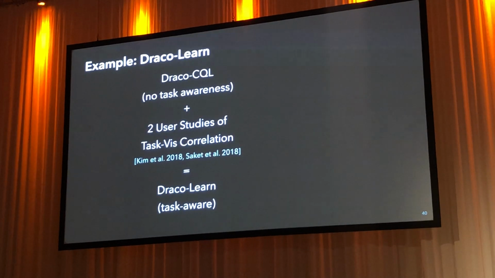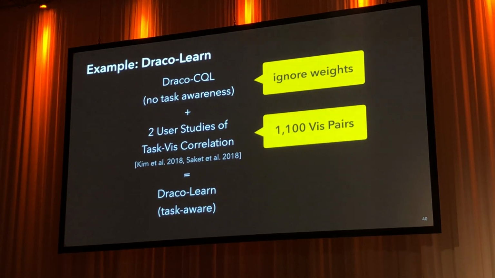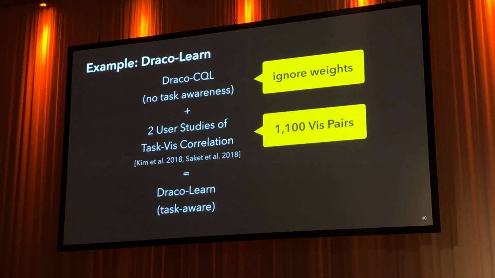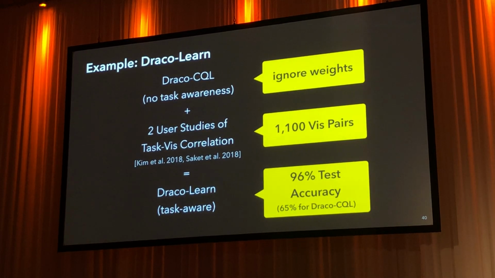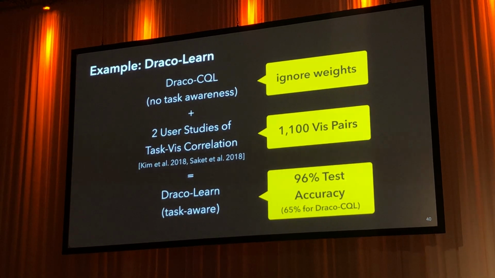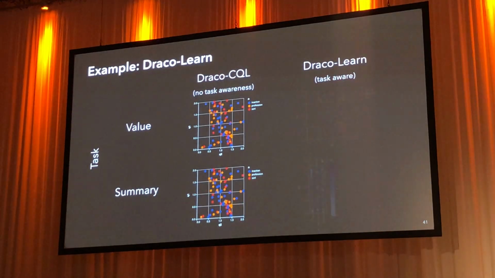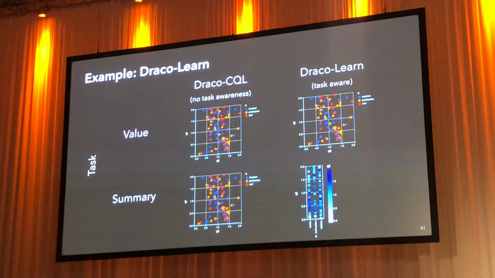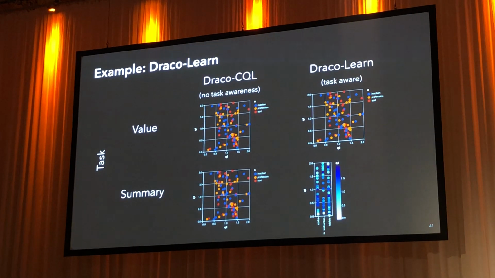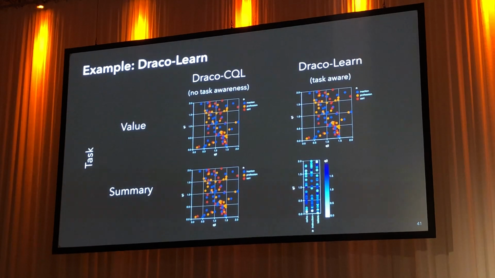And so then we took the system, ignored the weights, used 2 user studies from Yang and Bahadur to extract these pairs of visualizations, and then learned from that and achieved about 96% test accuracy on unseen data. The normal version achieved around 65%, so a little bit better than chance. And then as a result, we got a task-aware Draco system. And so this demonstrates that this machine learning approach works for learning visualization design. And it learned these relationships that exist in the data.